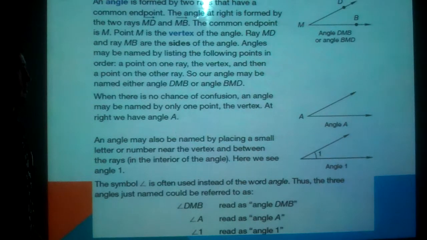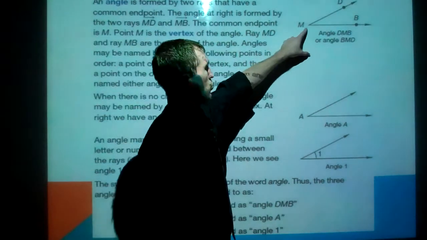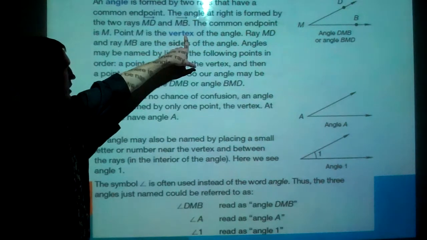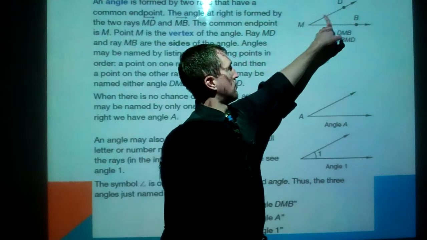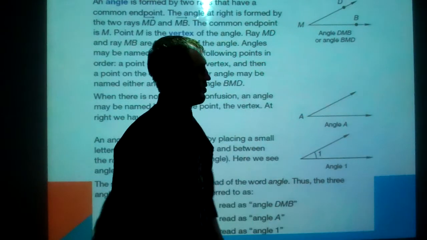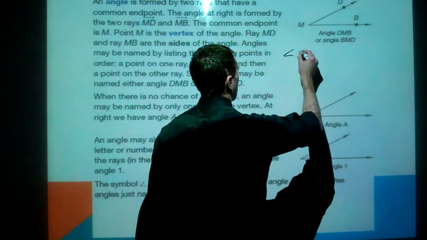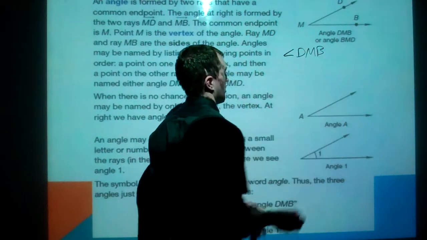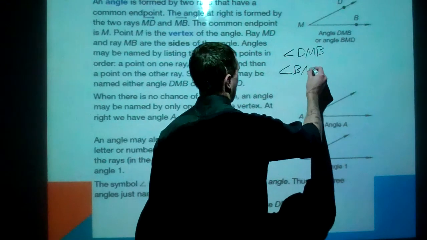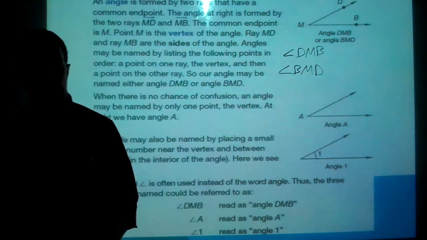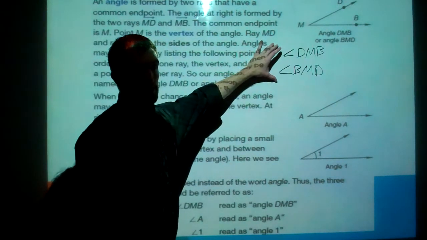Alright. Now, some angles. An angle is formed by two rays, and they start with a vertex. It's the common endpoint of the two rays. So here we have ray MD and ray MB, and they form an angle. There are two different ways that we can name that angle. Angle DMB is our angle symbol. It also could be angle BMD. Now notice that the vertex M is always in the middle for naming an angle.